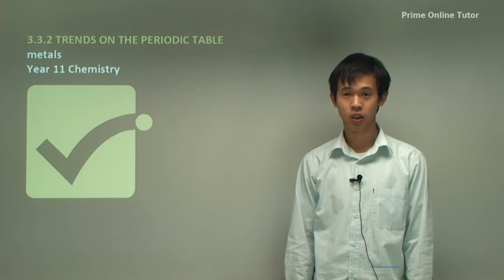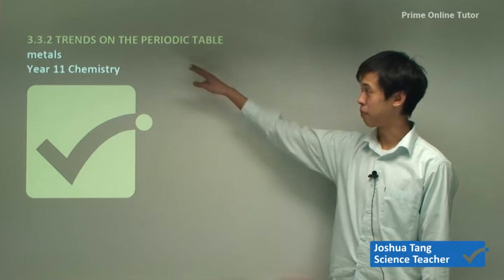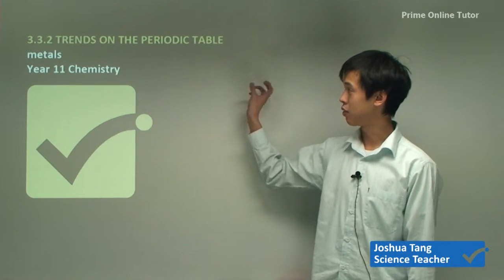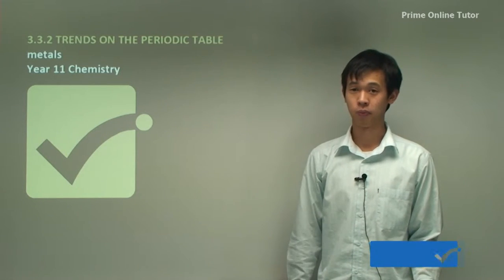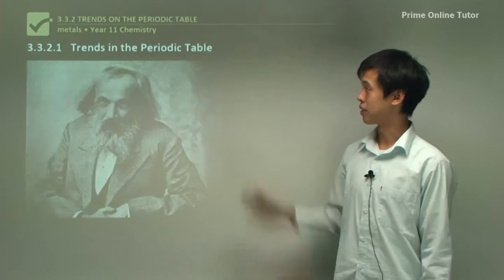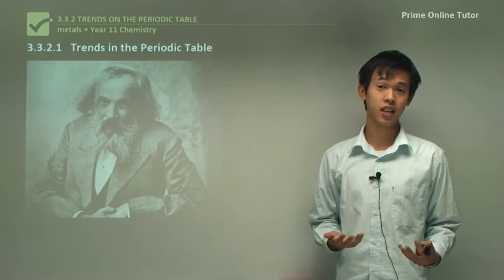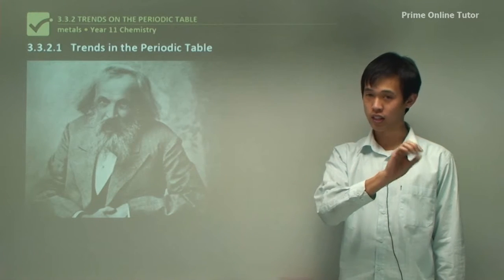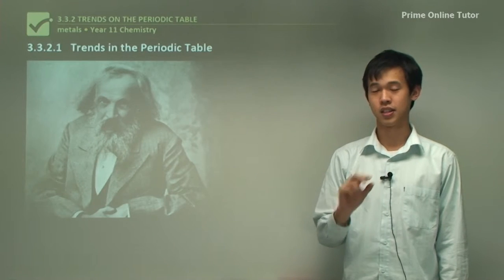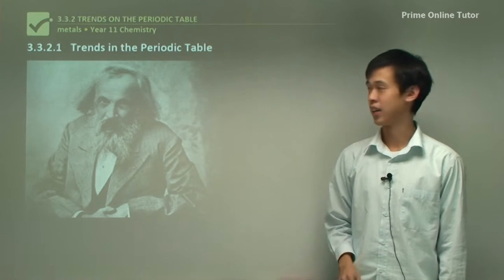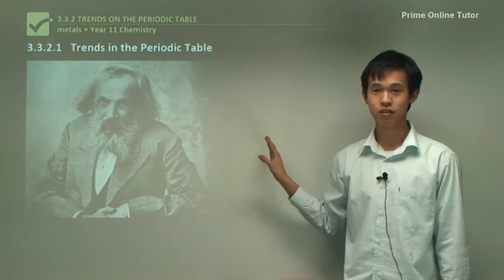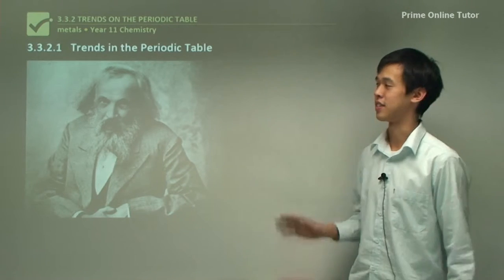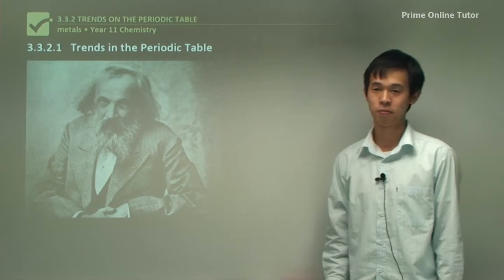Hello everyone, welcome again. Today we'll be talking about the metals module of the Year 11 chemistry syllabus, and in particular we'll be talking about the periodic table. By that I mean we'll be talking about trends, what we're going to see when we look at the periodic table and what kind of trends we can notice about the elements as we look around. Okay? So here is Mendeleev, and he is sort of the father of the periodic table, so it's a fitting place to start our study of the periodic table.